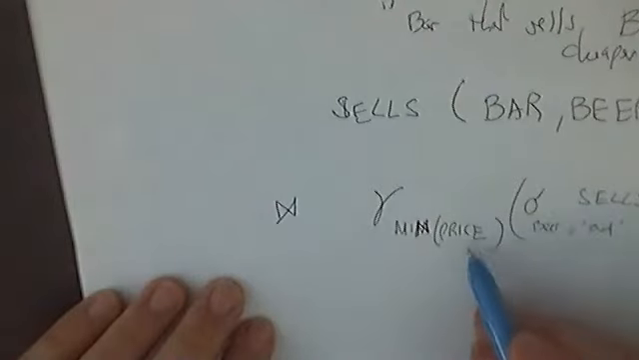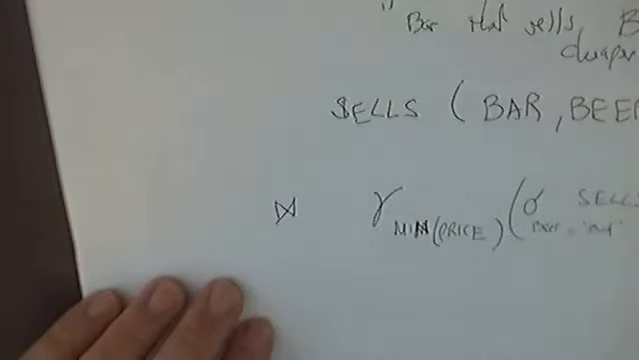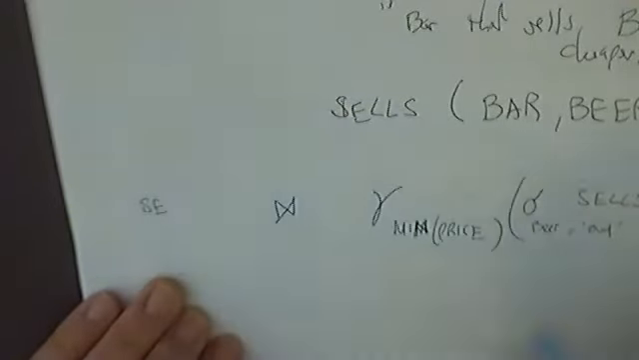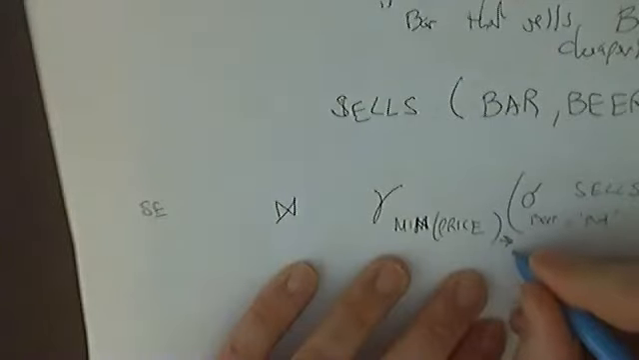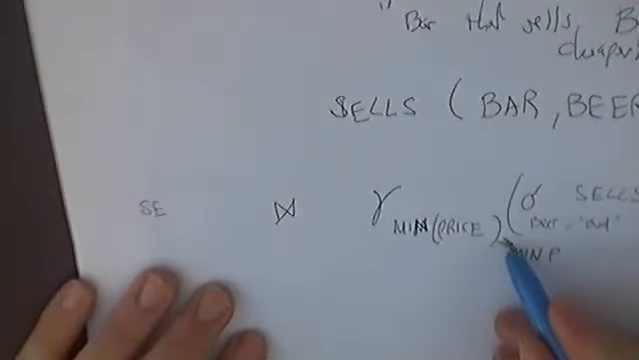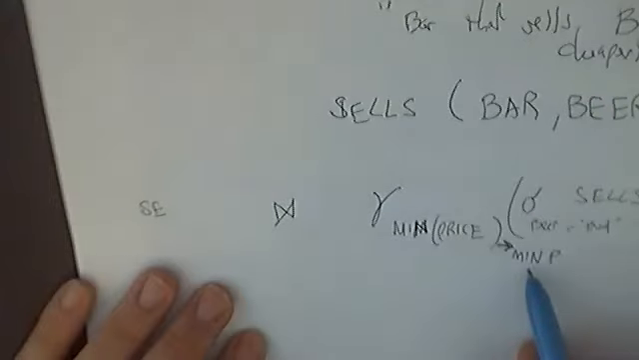And so this will give us a single price, right? And so what we want to do then is basically a theta join here. This is giving us a price, and what we can do here is say min p. Okay, so if you put an arrow inside the gamma operator, that'll do a renaming.